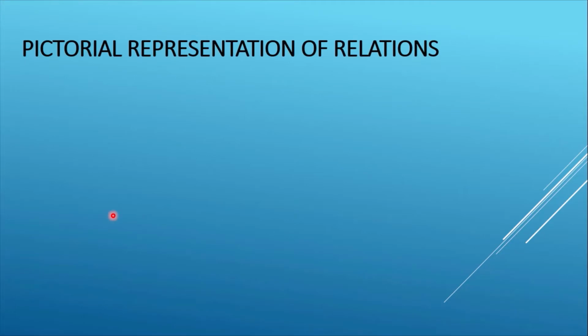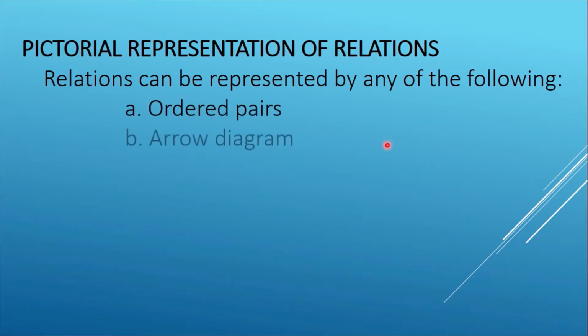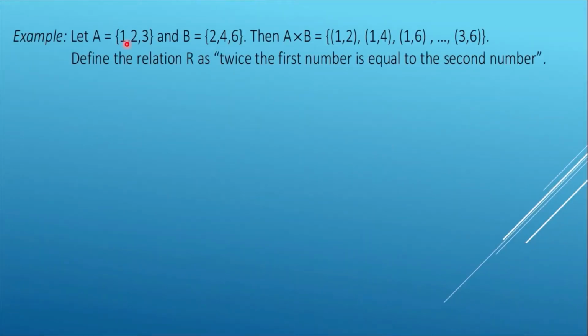Now let's proceed to pictorial representation of relations. Relations can be represented by any of the following: ordered pairs, arrow diagram, table, graph, equation, and matrix. Let's have this example. Let A be 1, 2, 3 and B be 2, 4, 6, then A times B would be 1, 2, 1, 4, 1, 6, up to 3, 6.